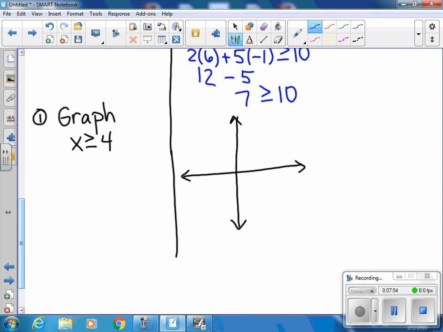All right, so for the graph of x ≥ 4, it starts with an x, so that means I can remember VUX, and because it starts with an x, it's going to be a vertical line, and it's going to go through positive 4.